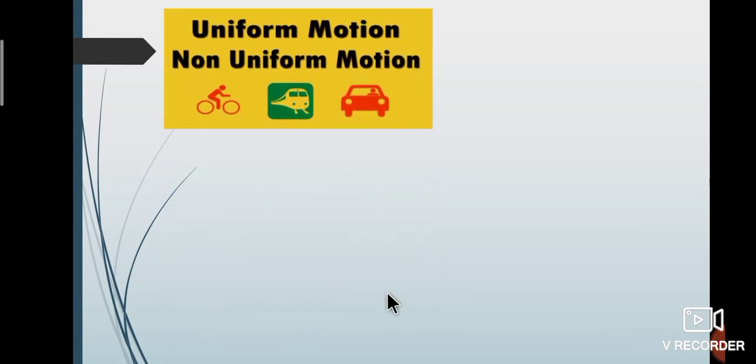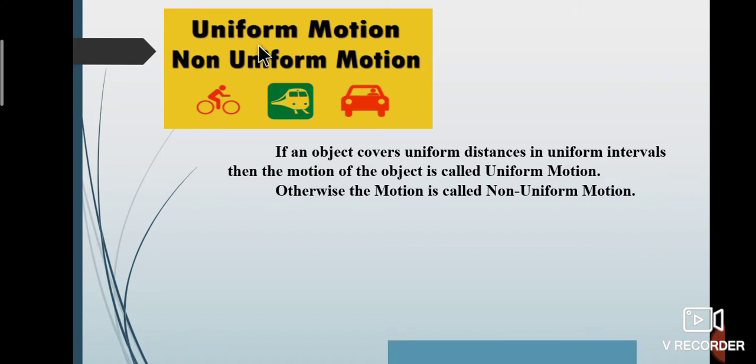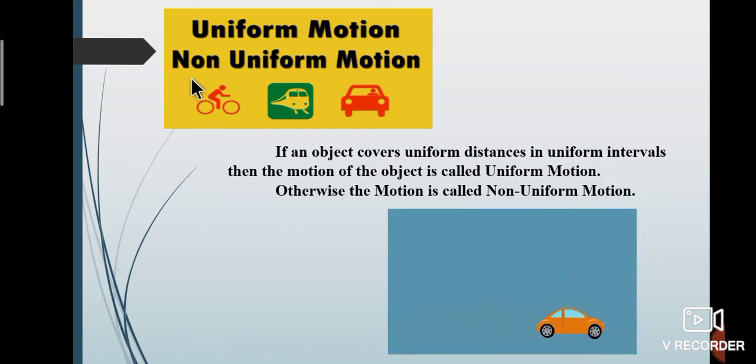Now, we can classify the motion based on speed into two types. One is uniform motion, another one is non-uniform motion. What is uniform motion? If an object covers uniform distances in uniform intervals, then the motion of the object is called uniform motion. Otherwise, the motion is called non-uniform motion.